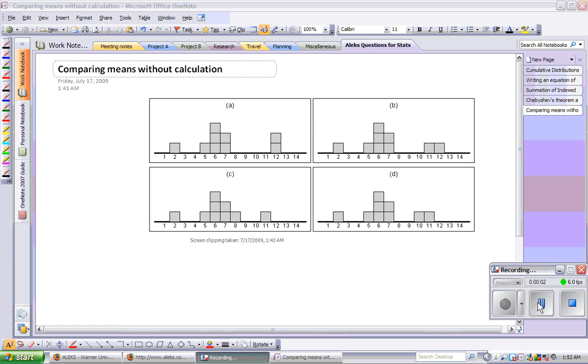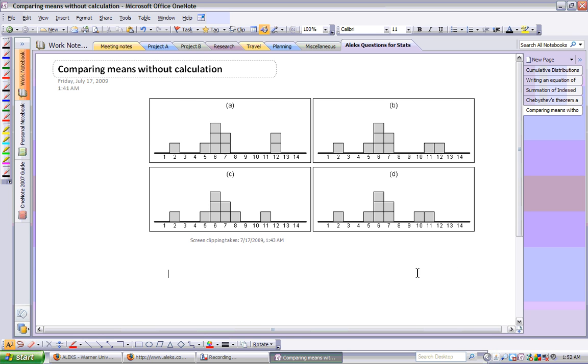This is Ken Rosever. We're going to talk about comparing means without calculation. And it doesn't seem like it would be possible to compare means or averages without calculating anything. And it's true that it's not possible to do it without calculating anything, but we can certainly do it with a minimum amount of calculation.